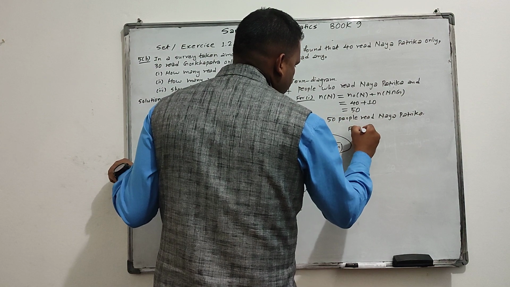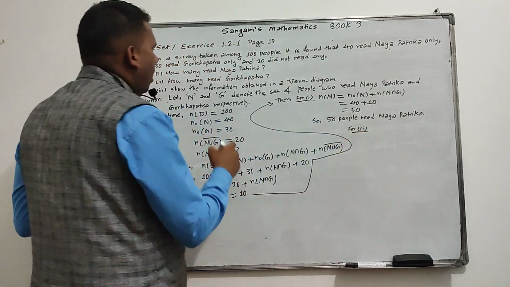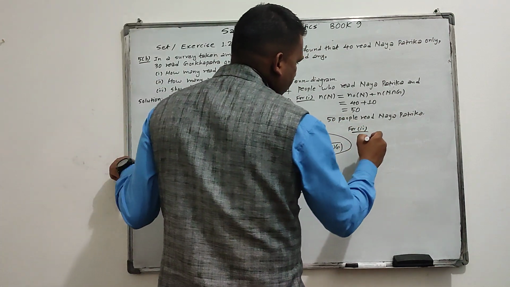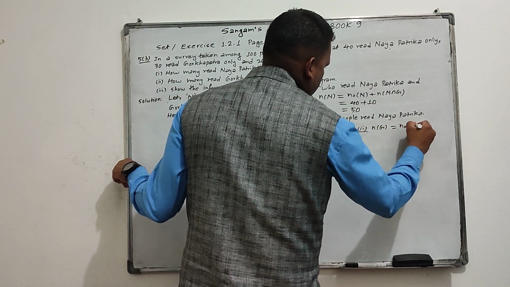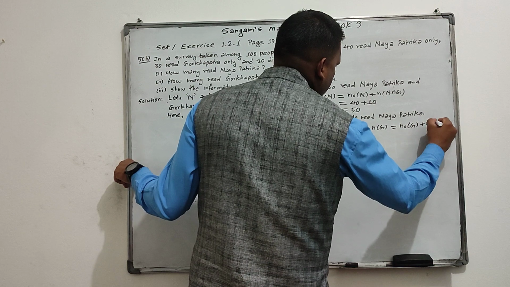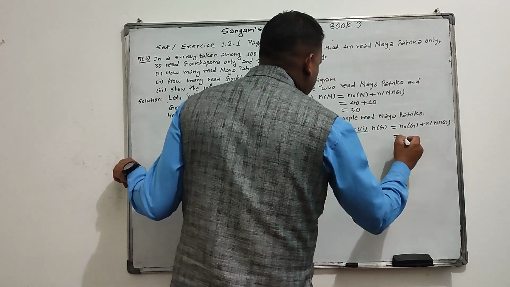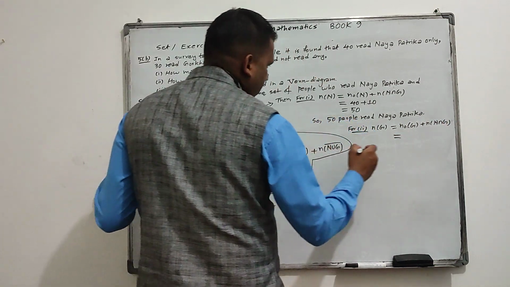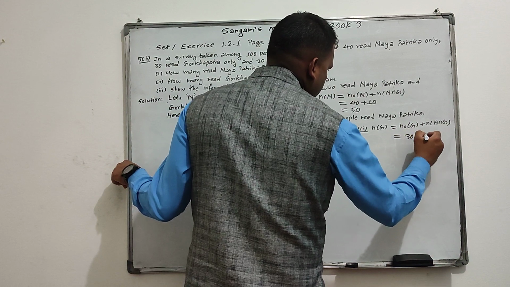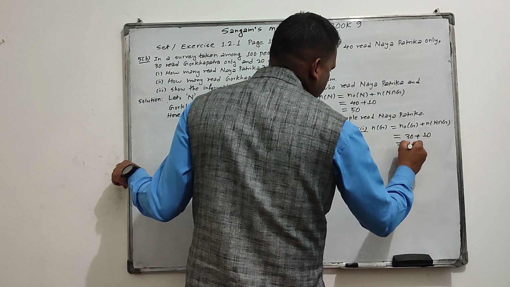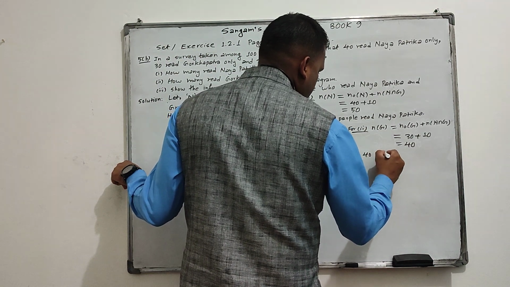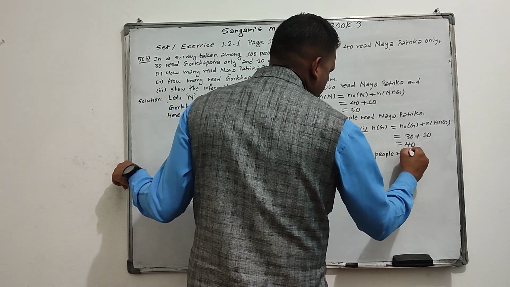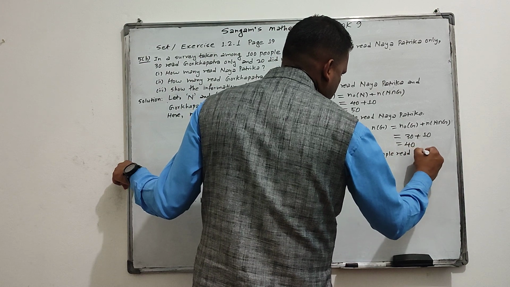For 2, how many read Gorkha Patra? That is number of G, which is equal to G not N plus number of N intersection G. G not N is 30 plus intersection is 10, that is 40. So 40 people read Gorkha Patra.